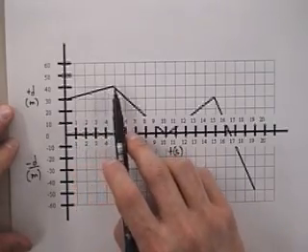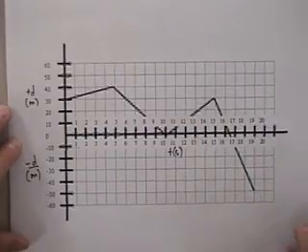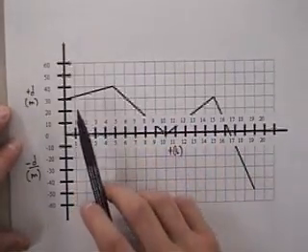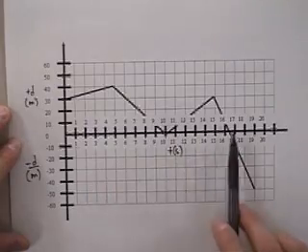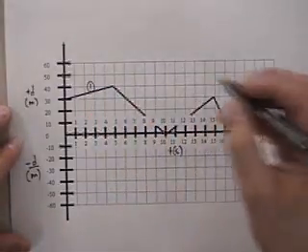This is a positive velocity. This is a negative velocity, positive velocity, and a negative velocity. And what we're going to do is find the average velocity for each of the four segments. So we're going to start off with this one here. We'll call this segment 1.